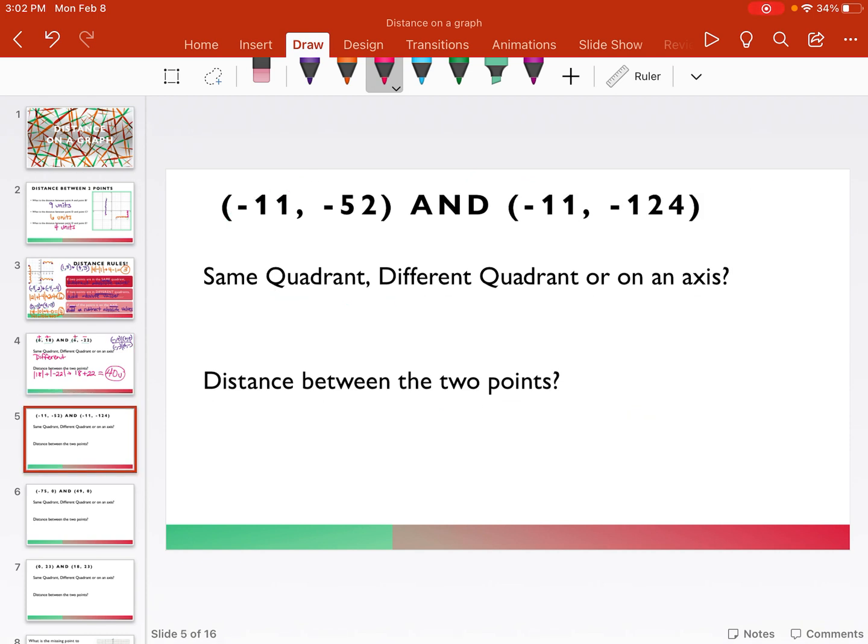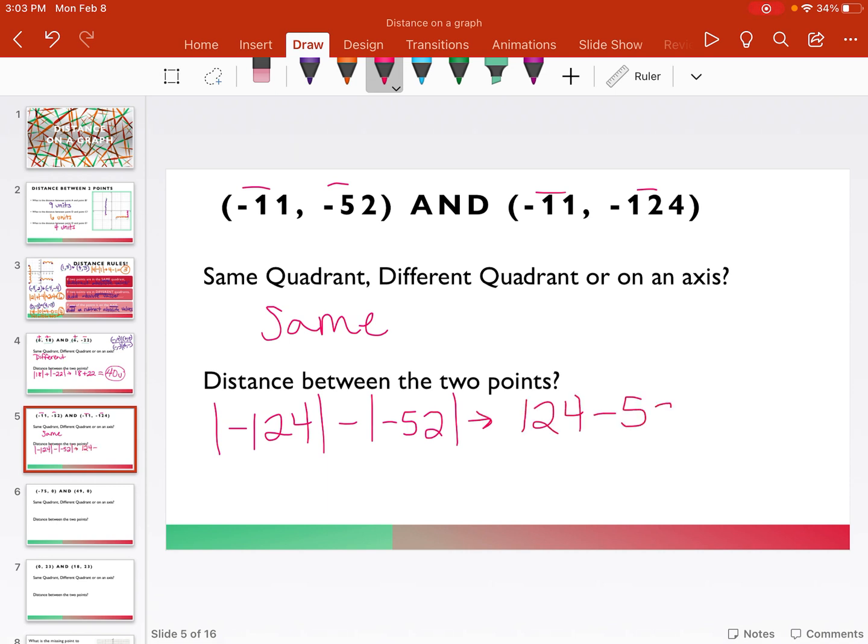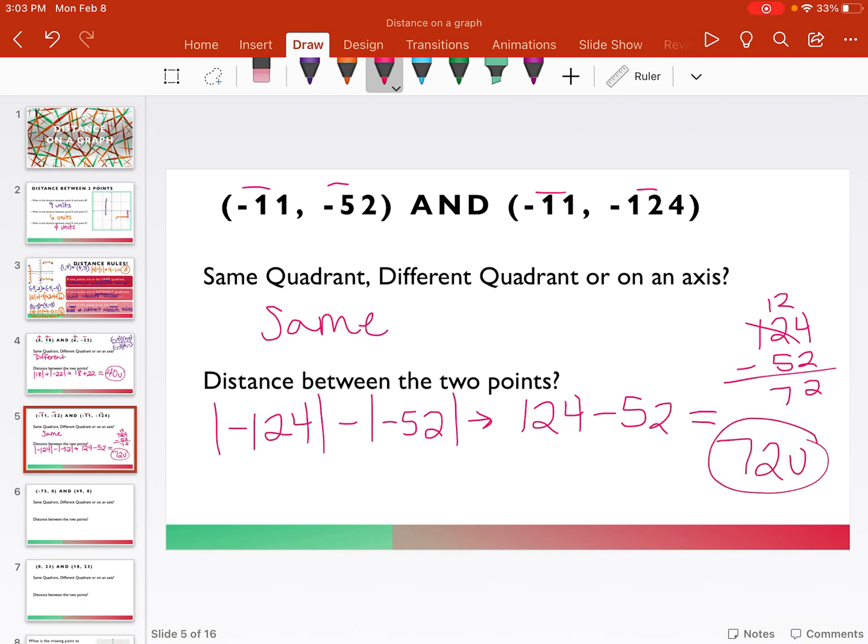Okay, next. All right, start with my signs. This is negative. This is negative. So since they're both negative, these are in the same quadrant. When they're in the same quadrant, I subtract them. I'm going to take the bigger one minus the smaller one. So the absolute value of -124 minus the absolute value of -52. That's just 124 minus 52. You can literally do that. 124 minus 52, subtract, and I get 72 units for my answer.